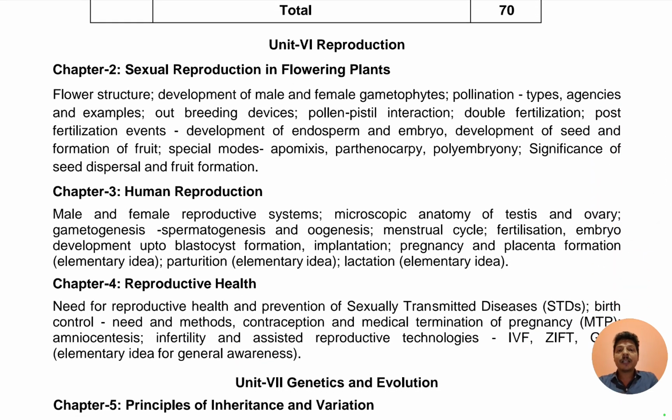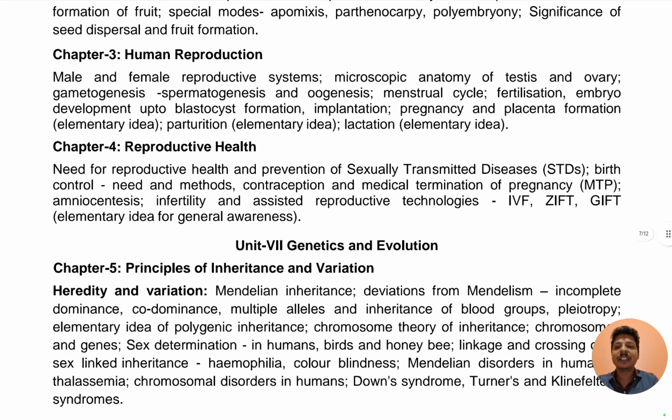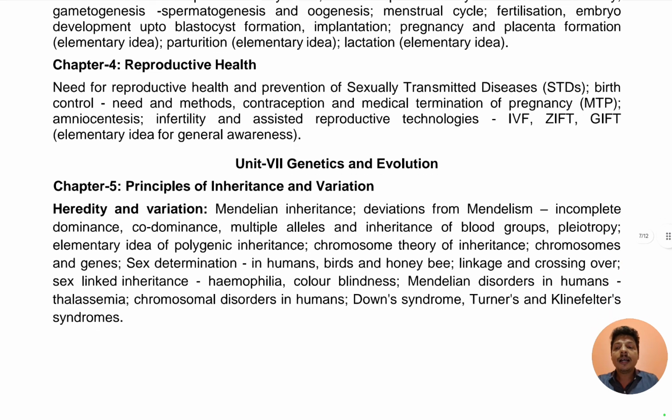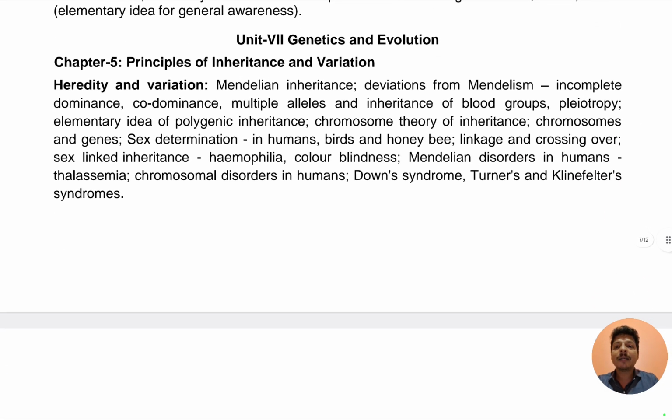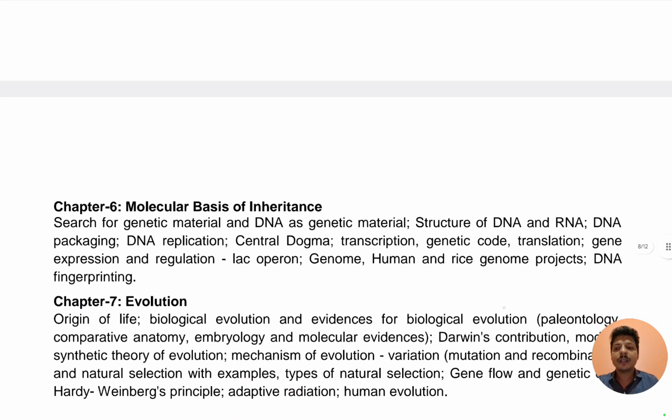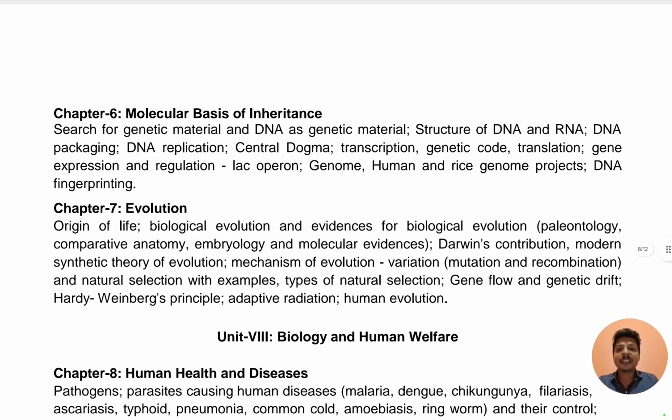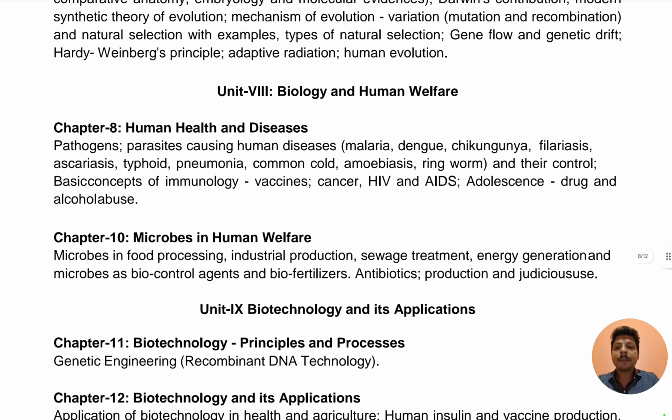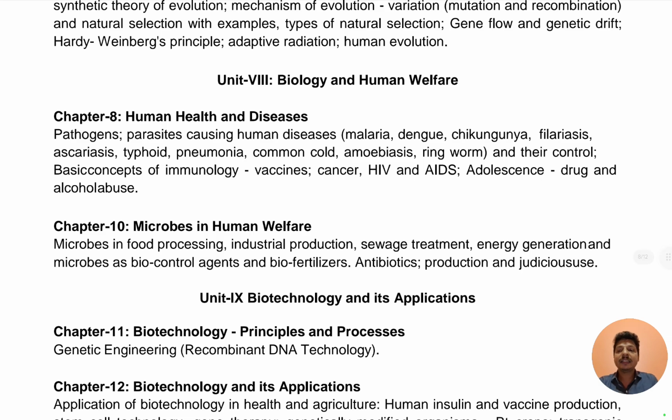First chapter is sexual reproduction in flowering plants. Here we are going to see the topics also mentioned here. Second, human reproduction. Third, reproductive health. And then another chapter, principles of inheritance and variation, where we are going to see heredity and variation. Chapter 6, molecular basis of inheritance. Chapter 7, evolution. Chapter 8, human health and disease.